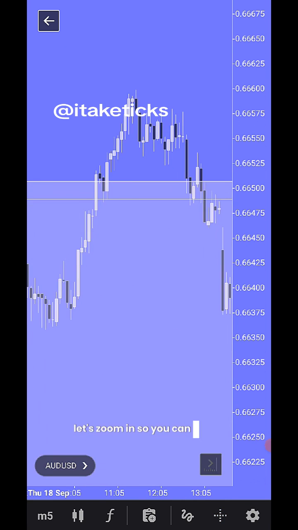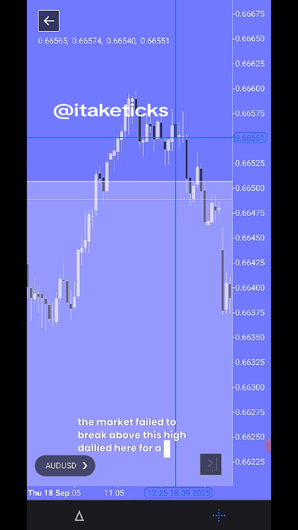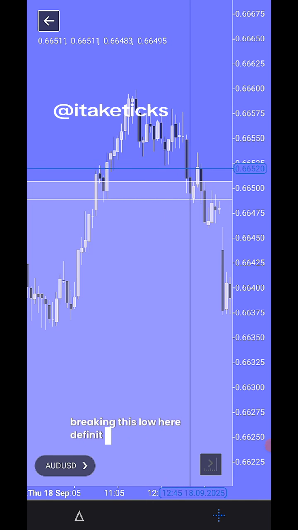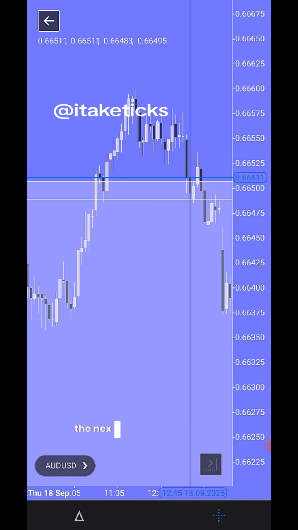Let's zoom in so you can see closer. We have this upward push and then we have this retracement. The market failed to break above this high, dallied here for a bit before we had a strong push to the downside, breaking this low here definitively with a strong close rather than just wicking through it. The next bar opens and then pushes down.